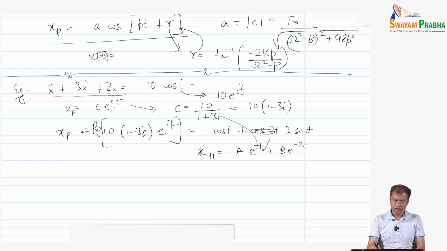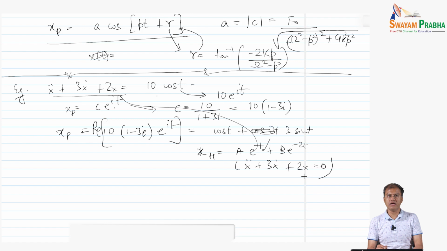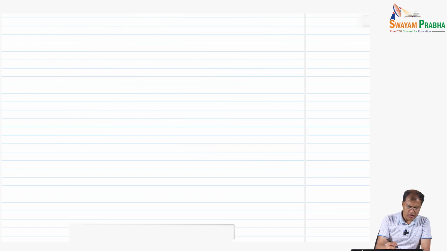That comes from solving x double dot plus 3x dot plus 2x equal to 0, which is the homogeneous system. And that is how we solve these typical problems. So then let us come back to a discussion of the case when the natural frequency is equal to the driving frequency, the so called resonance of an oscillatory mode. Resonance is a very special scenario.